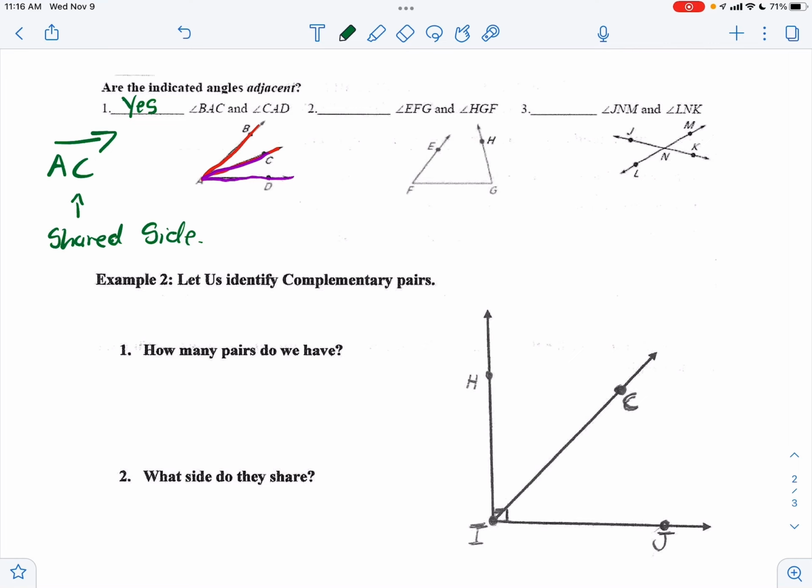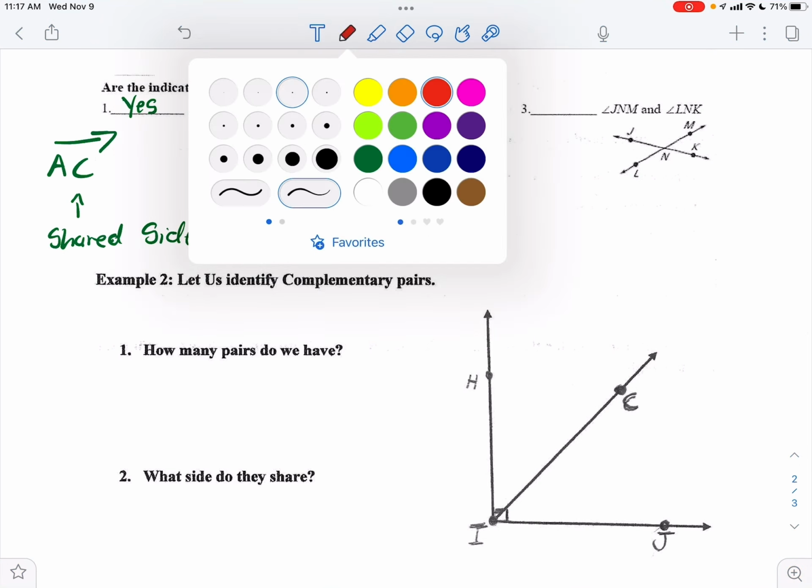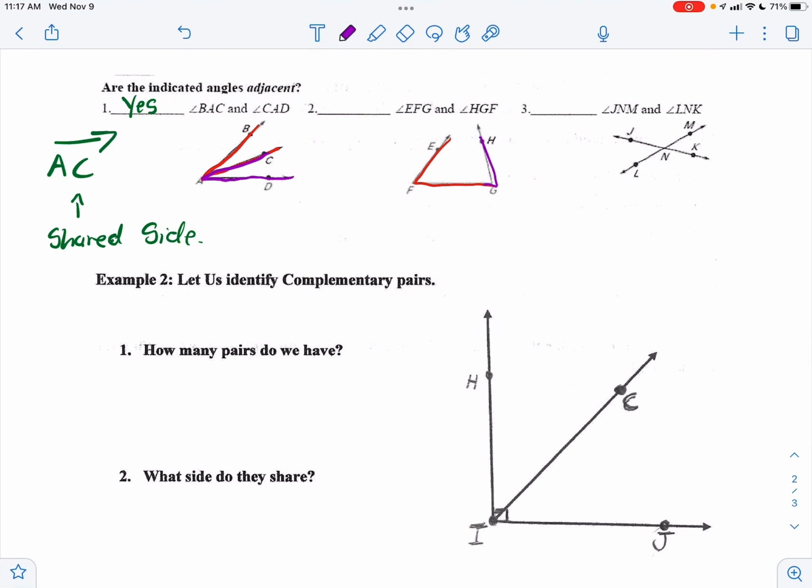So take a second and I want you to look at the next two, number 2 and 3. Are those angles adjacent? So I'm going to pause and I want you to see what you figure out on your own. All right, go ahead. All right, and we are back. So we have angle EFG and angle HGF.